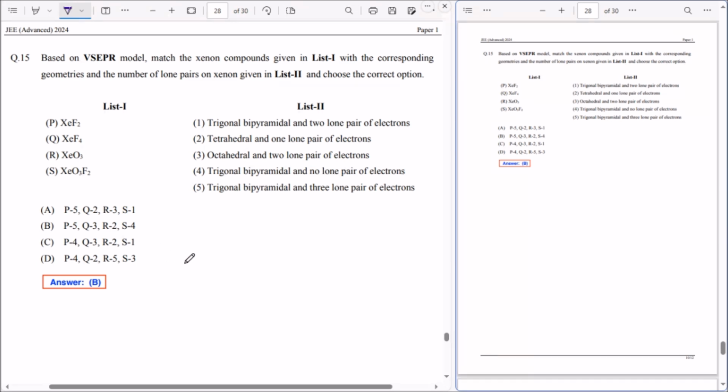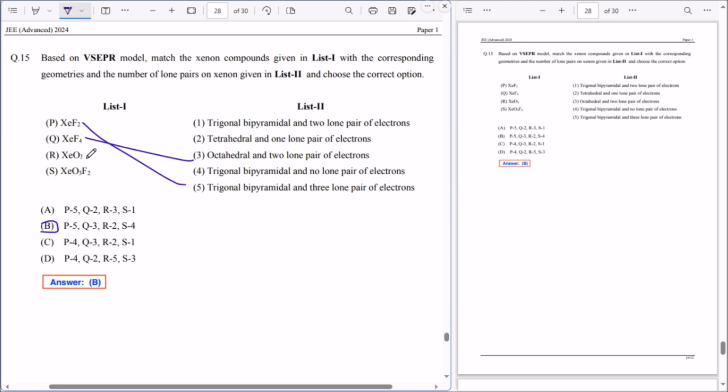Next, question number 15. Based on VSEPR model, match the xenon compounds given in list 1 with the corresponding geometries and the number of lone pairs on xenon given in list 2 and choose the correct option. List 1, that is XeF2, XeF4, XeO3, XeO2F2. The option B, that is P5, trigonal bipyramidal and 3 lone pairs of electrons, and Q3, that is octahedral and 2 lone pairs of electrons.